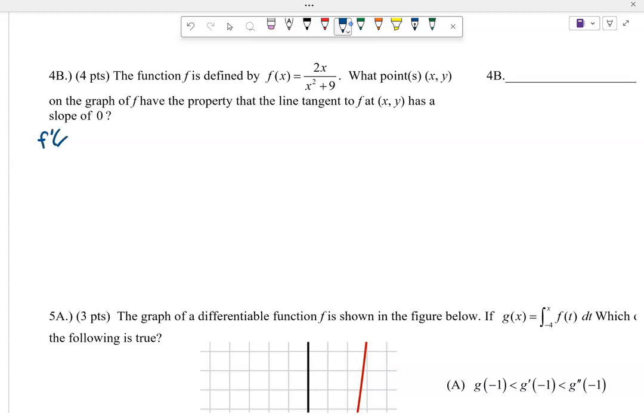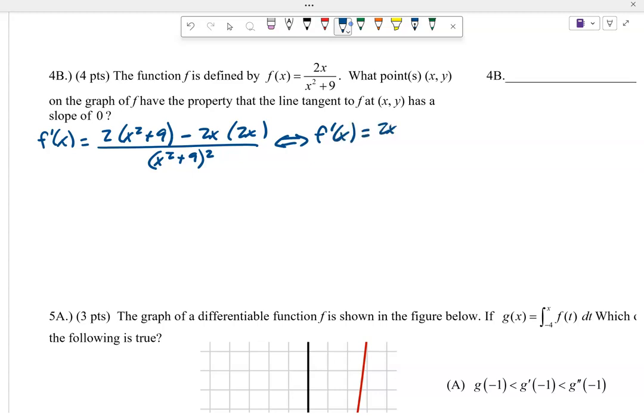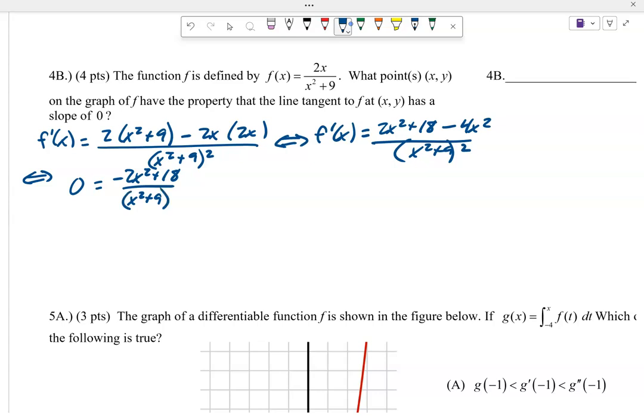So f prime of x equals derivative of the top times the bottom minus the top times derivative of the bottom, all over bottom squared. So f prime of x ends up being 2x squared plus 18 minus 4x squared over x squared plus 9 squared. So we're going to set that equal to 0, our derivative. 2x squared minus 4x squared is a negative 2x squared plus 18 over x squared plus 9 squared. So where is this equal to 0?